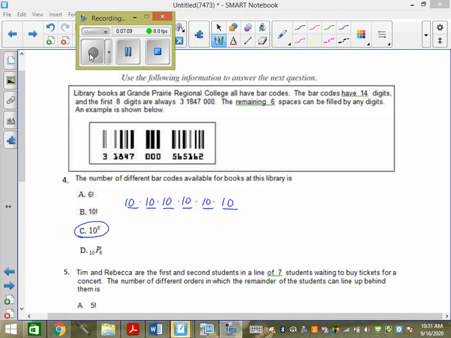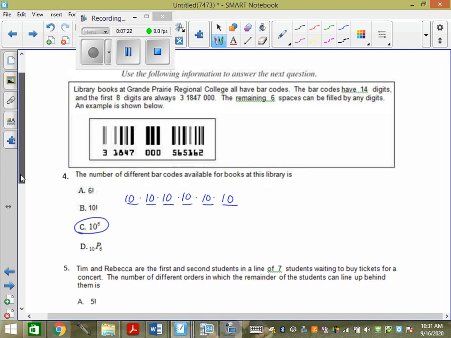Can it be 0 to 10? Wouldn't it be 11? It's going to be 6. 0 to 9, you can't have a 10. That's what I thought too. I thought it was a 5.